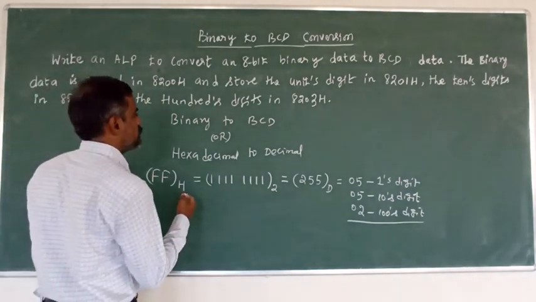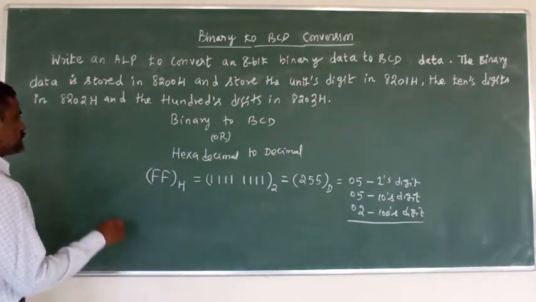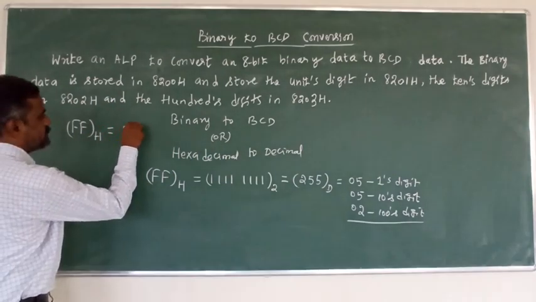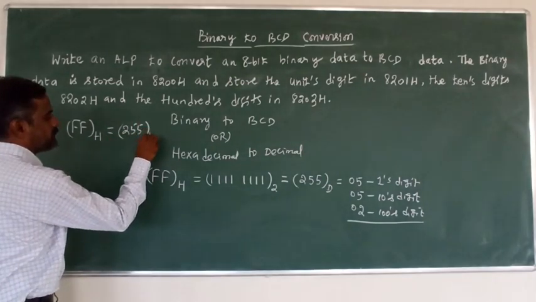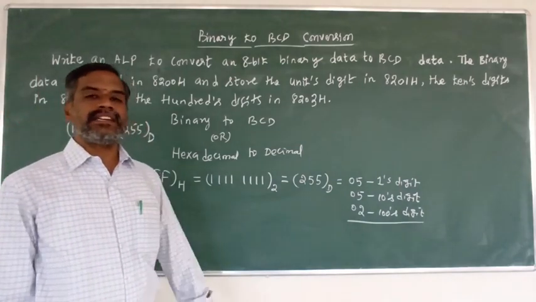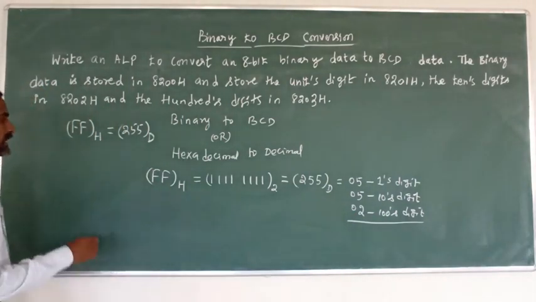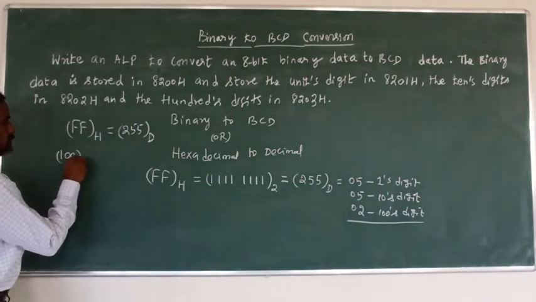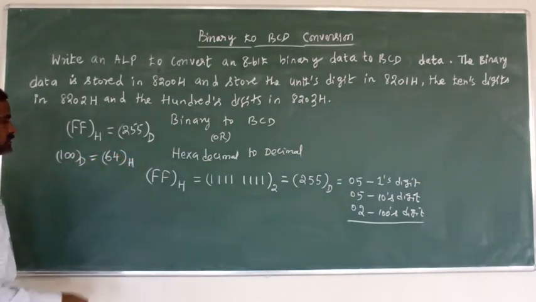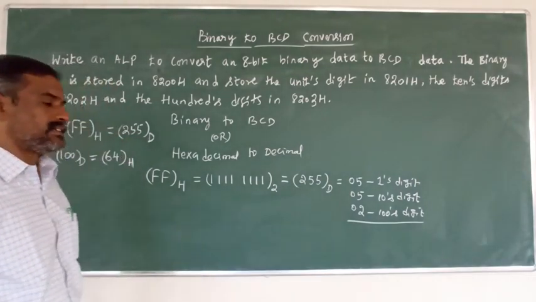Now how do we convert binary to BCD, or hexadecimal to decimal? Here the given FF means hexadecimal, and the corresponding decimal value is 255. Now the given value is compared with hundreds. 100 decimal has the corresponding hexadecimal value 64. Now compare the given value with 100.